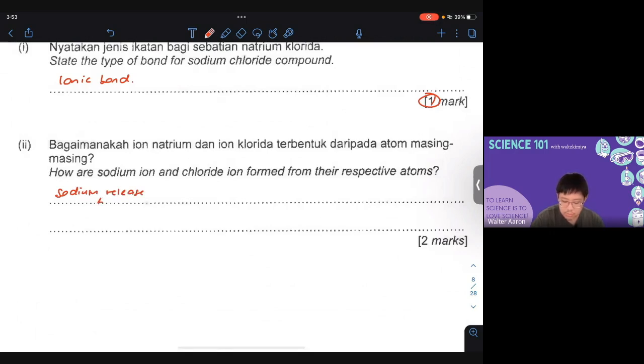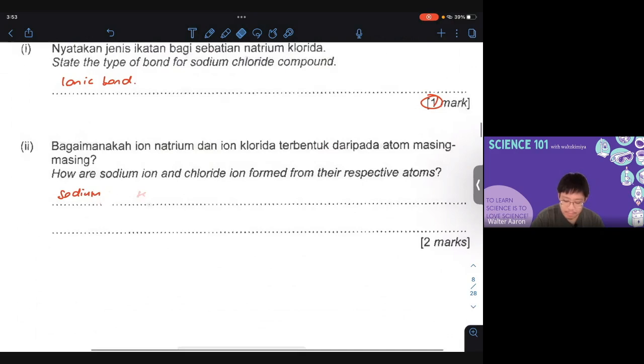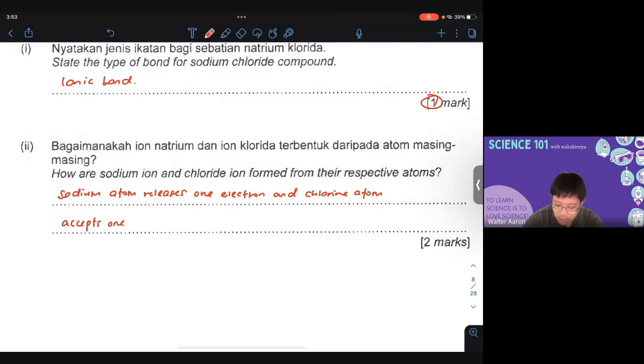Okay, so you say over here, sodium atom releases 1 electron, and chlorine atom accepts 1 electron. Then you'll be able to get 1 already.